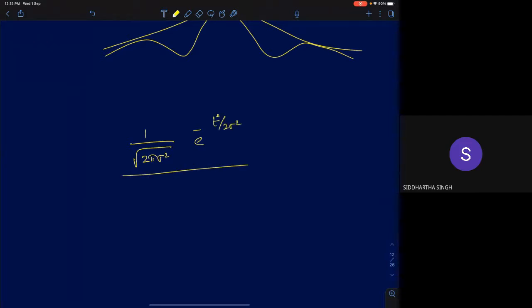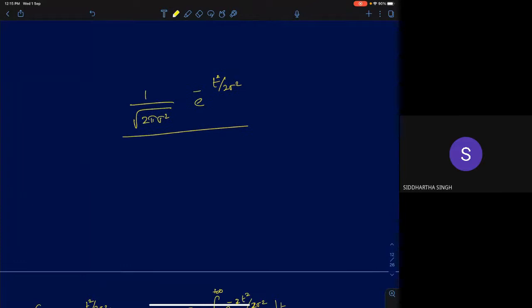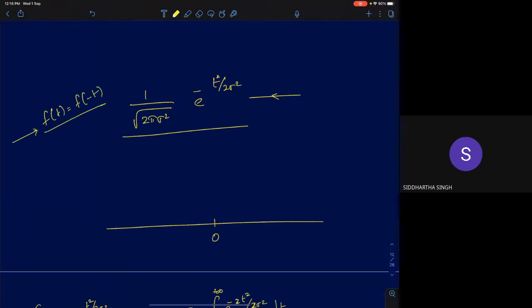So this is what we call a zero mean Gaussian function. Is it an even or odd function? What kind of a function is this? Is it an even or an odd function? It's an even function. For an even function, f of t should be equal to f of minus t. We'll have to satisfy this condition. So this here is an even function.